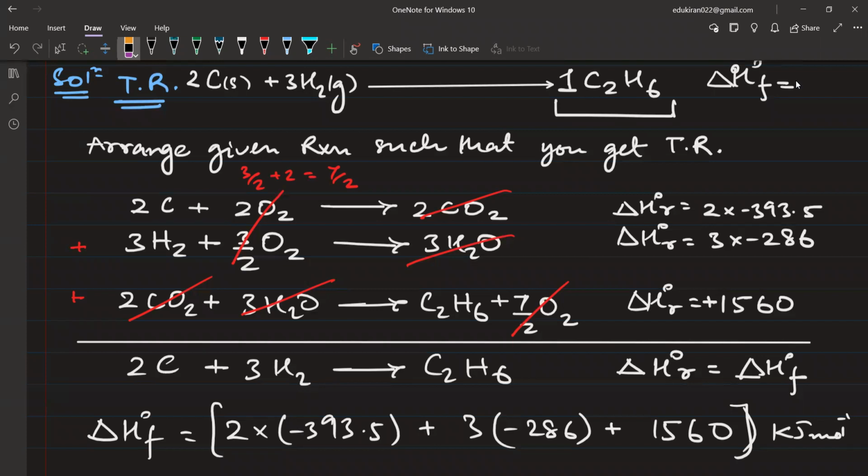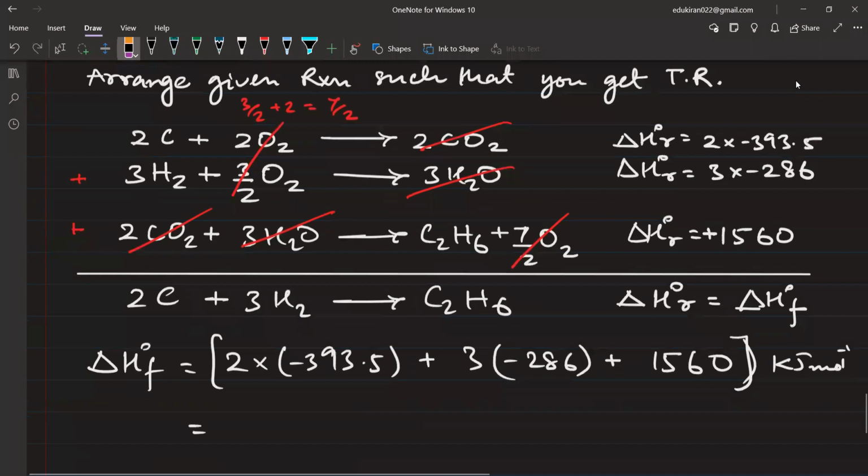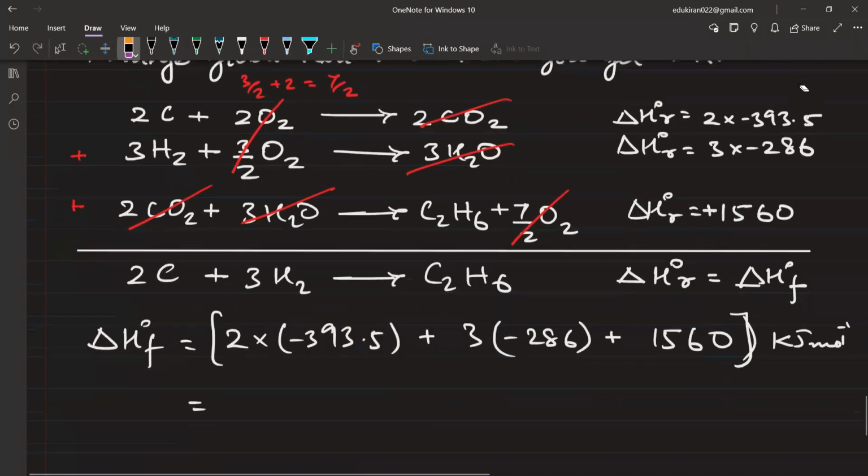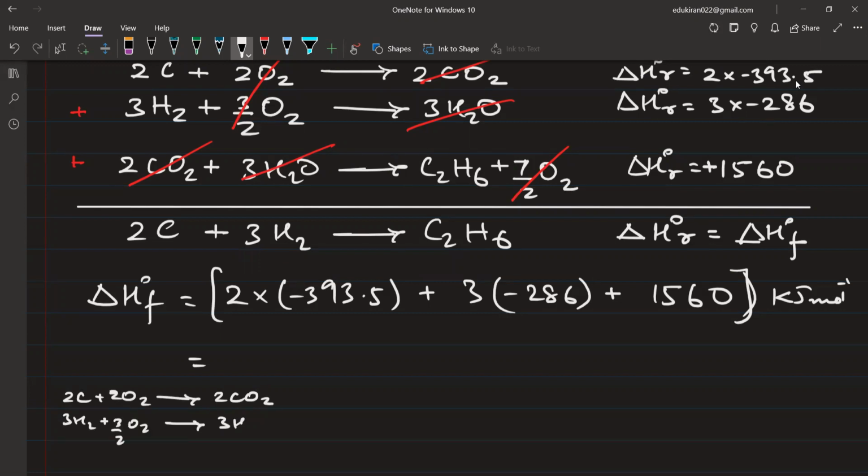यू नो हेसेस लॉ. हैव यू हर्ड दिस लॉ, हेसेस लॉ? हेस लॉ आप लोगों ने पढ़ा होगा ना, हेसेस लॉ ऑफ कांस्टेंट हीट समेशन. देखिए इसमें एक्चुअली में हो क्या रहा है, हम लोग इस तरह से अज्यूम करके चलते हैं कि हमने लिया कार्बन एंड O2, इससे मिला हमको 2 कार्बन डाइऑक्साइड. हमने लिया 3H2 एंड 3/2 O2 और हमें मिला 3H2O.